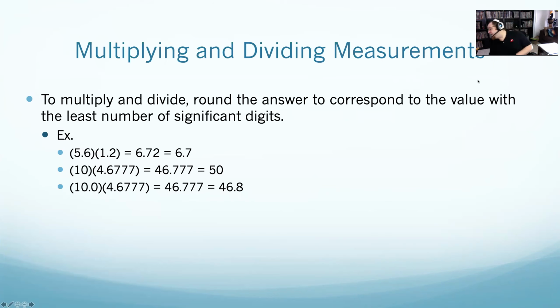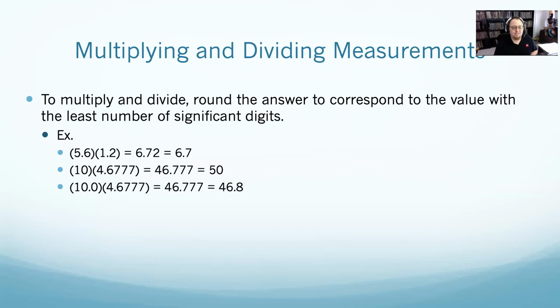When you multiply or divide numbers, you have to use significant digits. Anytime you multiply or divide numbers, keep track of how many significant figures each number has, and always round your final answer to whatever had the fewest significant digits. 5.6 times 1.2. They both have 2 sig figs. I round my final answer to 2 sig figs.